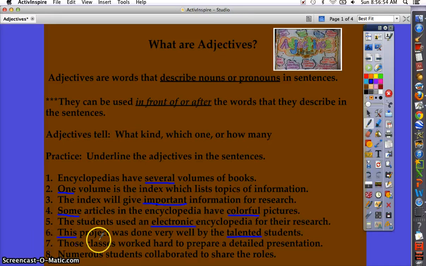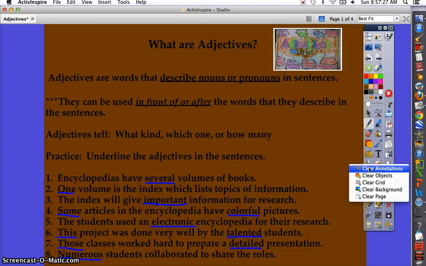Number seven, those classes worked hard to prepare a detailed presentation. Those tells which classes again, which ones this time, demonstrative adjective. Detailed tells what kind of presentation for number seven. And number eight, numerous students collaborated to share the roles. The word numerous tells how many for students on number eight. So again, adjectives can come in front or after the nouns, usually in front for the most part, and we could have more than one adjective in the same sentence as well, adding description to our writing.